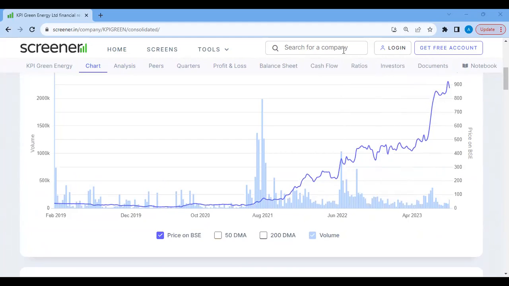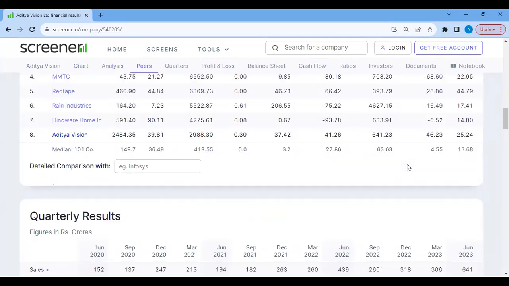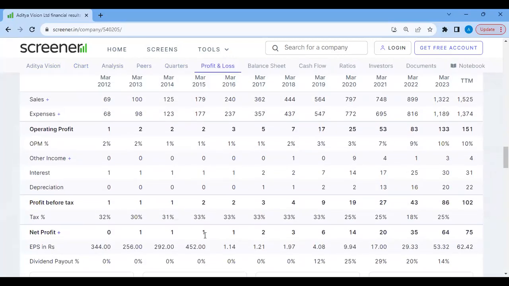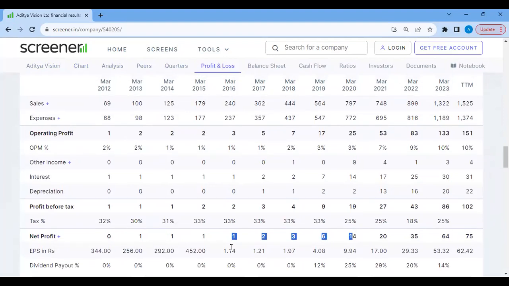Okay. Let me give you one more example. Now you have to tell me if this company is doing its job properly, yes or no. Is this company doing its job properly? 1, 2, 3, 6, 14, 20, 35, 64, 75. Is this company doing its job properly, yes or no? Yes, this company is doing its job properly. The profit is constantly increasing. From 1 crore, the profit is 75 crore right now, right? So the company is doing its job very, very well.